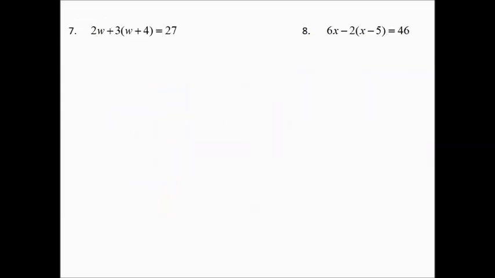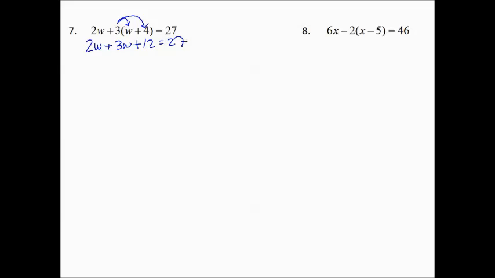Let's look at another example. Again, here we want to check for distributive property first, and in this example, I do have that. I see my parentheses, and I know that I need to distribute my 3 to both terms first. I need to do that before I can combine any like terms. I must distribute first. So I'm going to keep 2w plus 3 times w is 3w. 3 times 4 is 12 equals 27.